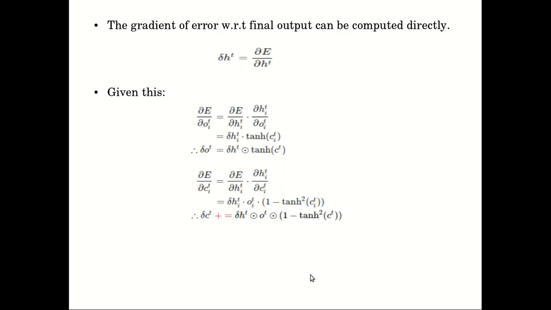Now the most straightforward computation is the gradient for the final output. Let's say we have T time steps. So the gradient for HT, or the final output, can be directly computed because the error itself is computed using the output of the final neuron. So the derivative of error with respect to HT is a straightforward computation.